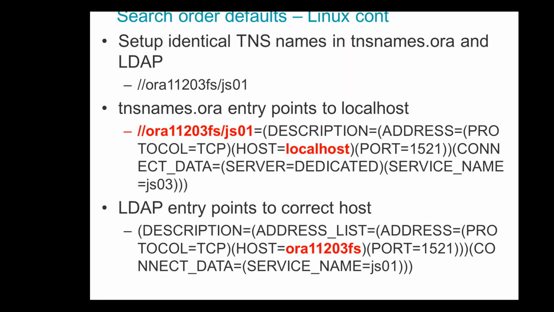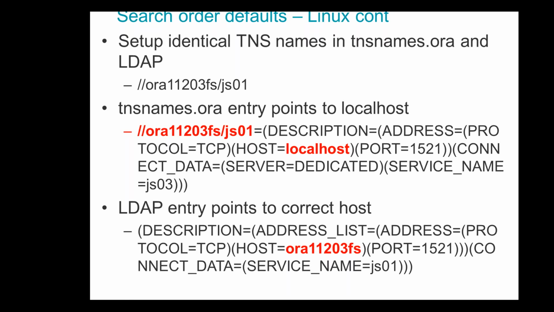So I'm going to set up an identical TNS name in both tnsnames.ora and LDAP. And it's not an accident that this name looks like an Easy Connect or hostname naming method. So we're connecting to the server ora11203fs jso1. And there is the tnsnames entry that I'm using. It's just pointing to localhost. It won't actually work, but we know, since there's a listener running on that one, that at least the tnsping will work. And the LDAP, as we can see, is pointing to the correct one.